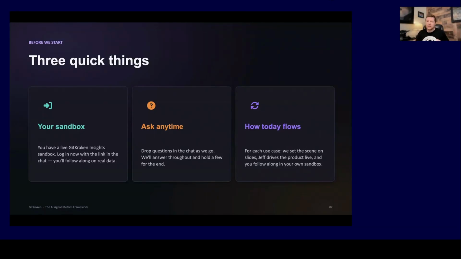And then third, just for the flow for today, how things are going to work. First, we're going to run through some slides and look at some data from some recent research that we've done, some really enlightening insights. We're going to share those with you. Then we're going to present 3 or 4 real world use cases, and you're going to follow along inside your own sandbox as we work our way through those different use cases. And Jeff will drive those.